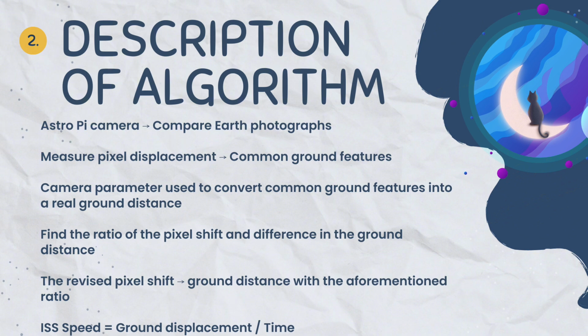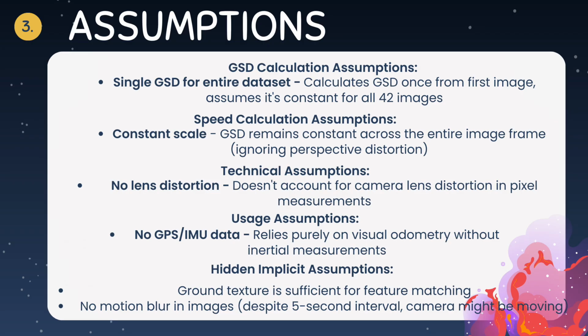Hence, it is improved by calculating GSD to compare with the result found by taking pictures with the Astro Pi camera. The pixel shift caused by the movement of the ISS is calculated in order to find the ratio of the pixel shift and the difference in the ground distance. The correct pixel shift is then converted to the ground distance with the aforementioned ratio and divided by time to calculate a more accurate ISS speed. We have made some assumptions: GSD calculation, speed calculation, technical usage, and hidden implicit assumptions.